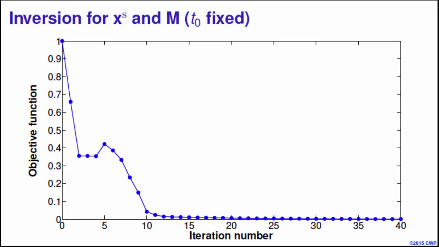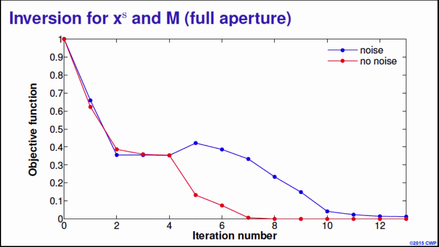The behavior of the objective function with respect to iterations, and in this case inversion was performed under the assumption that the origin time is fixed and we only invert for source location and moment tensor. We are able to get to the right solution after around 15 iterations, and as a way of comparison I show the objective function for the case with full aperture. The red curve converges more rapidly than the blue curve.